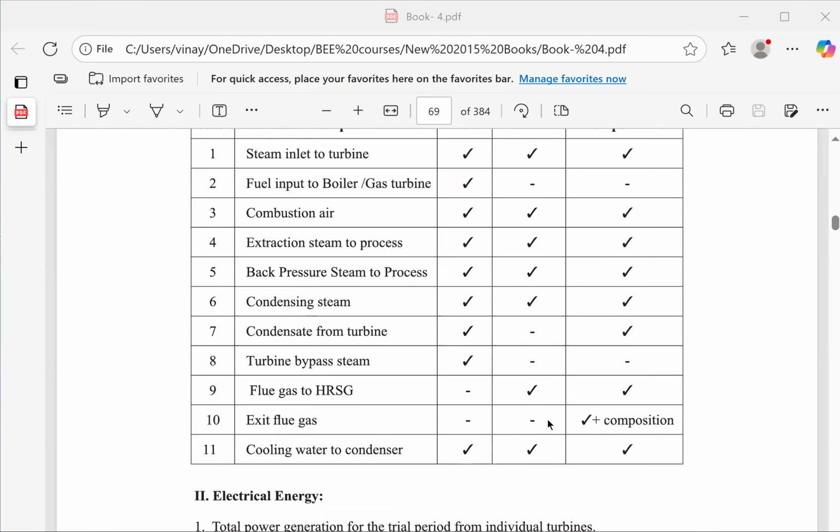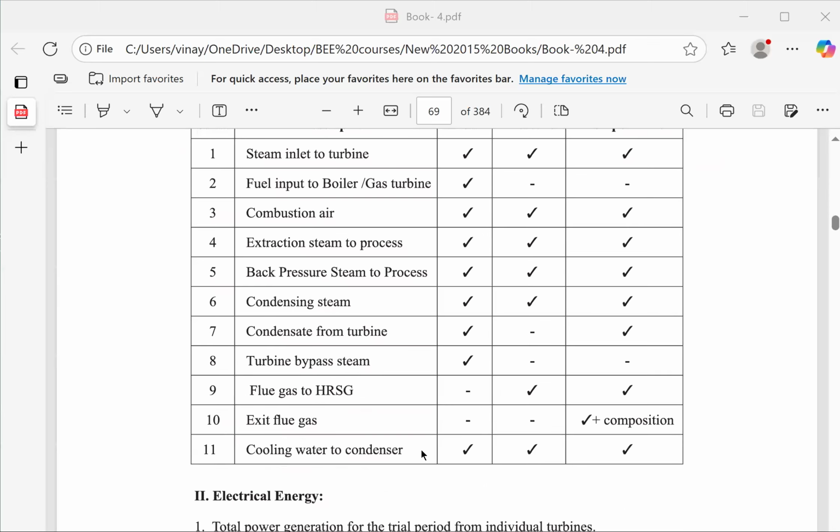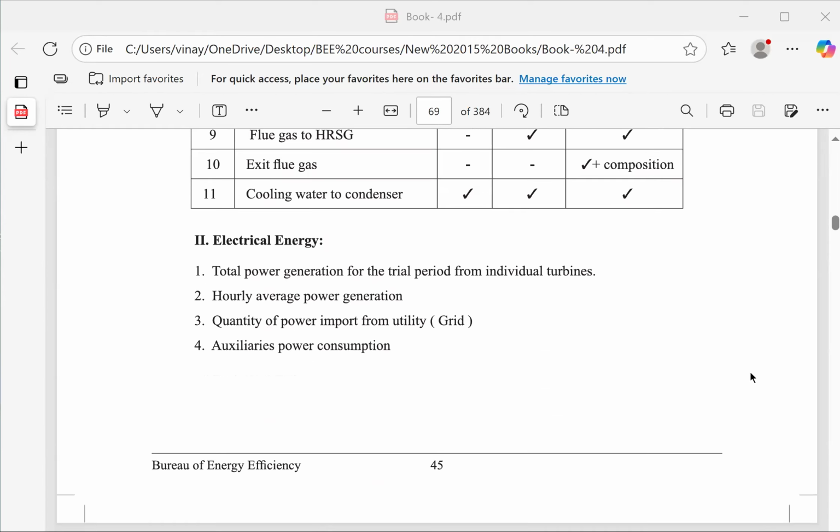Flue gas to HRSG, only two. What are they? They are pressure and temperature. Exit flue gas, for composition purposes, you have to know the temperature. Then cooling water to condenser, all three, because we have to calculate the heat rejected. So logically, you can find out what parameters are to be monitored depending on the item you are measuring in an energy audit test.